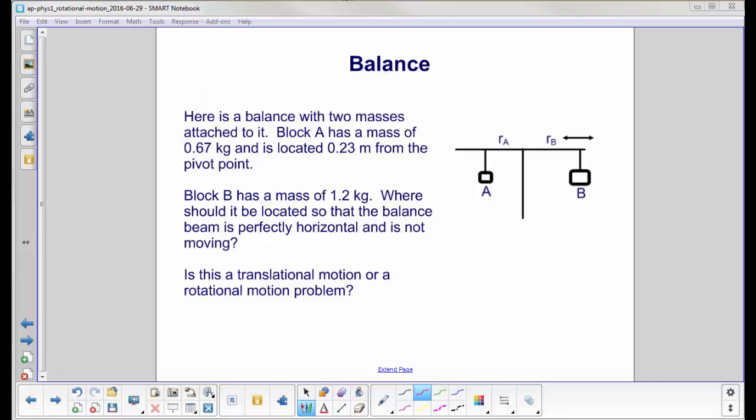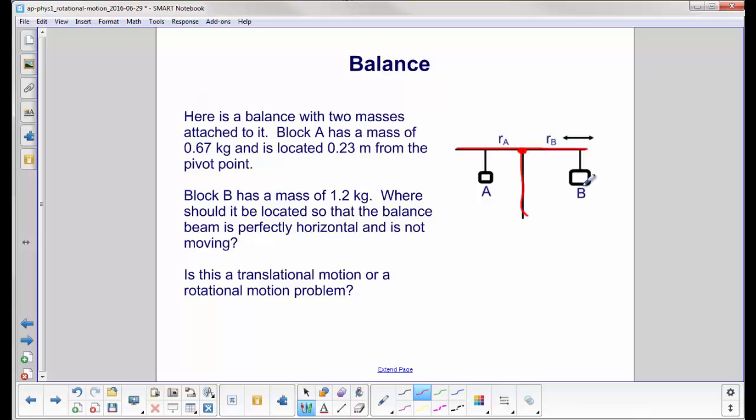Here's a balance with two masses attached to it. We have this horizontal piece on a vertical piece, and some kind of pin or fulcrum here. Block A has a mass of 0.67 kilograms, and its distance from the pivot point, R sub A, is 0.23 meters. We want to hang a block B here, mass of 1.2 kilograms. Where should it be located so that the balance beam is perfectly horizontal and is not moving?